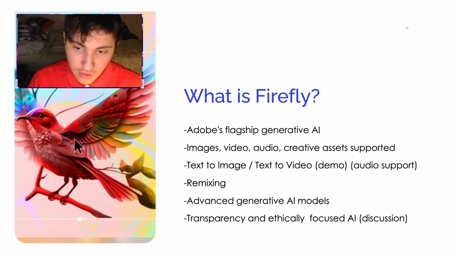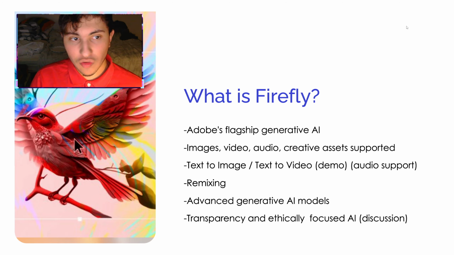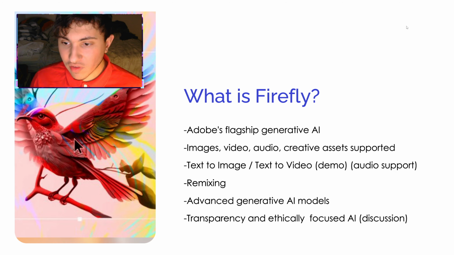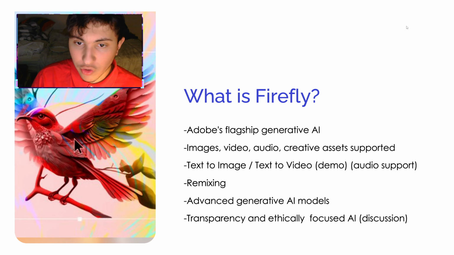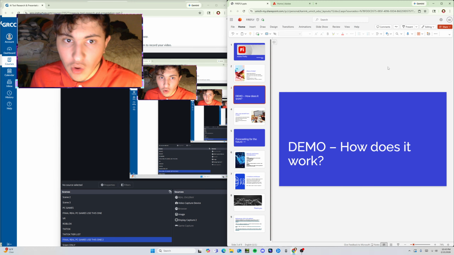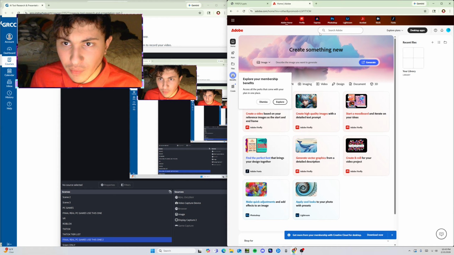It's using advanced generative AI models. The main one that I'm focusing on is Firefly, but the Adobe suite gives you access to Google Nano Banana and a bunch of other AI models. The one I'm focusing on for this video is Adobe Firefly. It is a transparency focused and ethically focused AI, which I will discuss more towards the end of this. So we're going to first start by showing you the demo of how it actually works. I feel like that's the best way to do it.